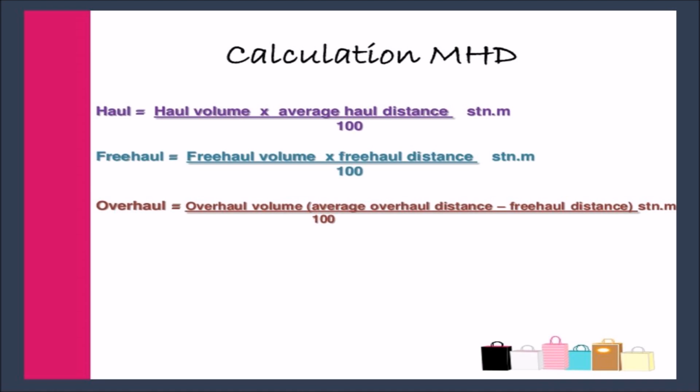This is the calculation of MHD. Haul equals haul volume times average haul distance over 100. Free haul equals free haul volume times free haul distance over 100. And overhaul equals overhaul volume times average overhaul distance minus free haul distance over 100.